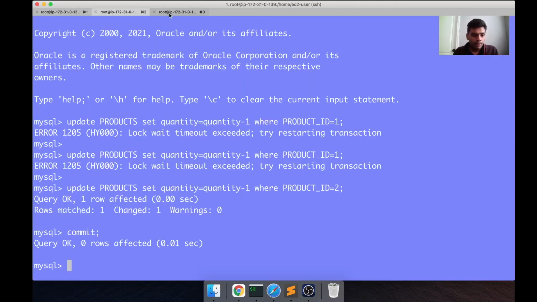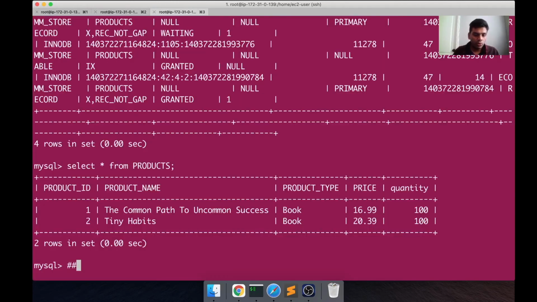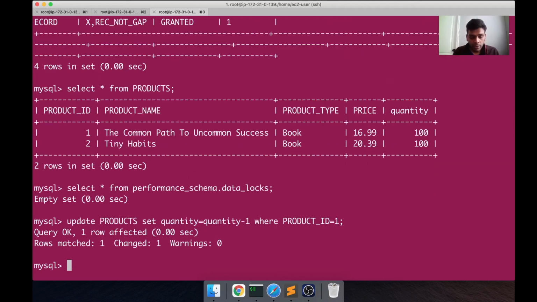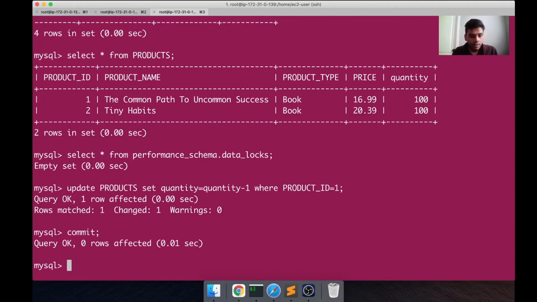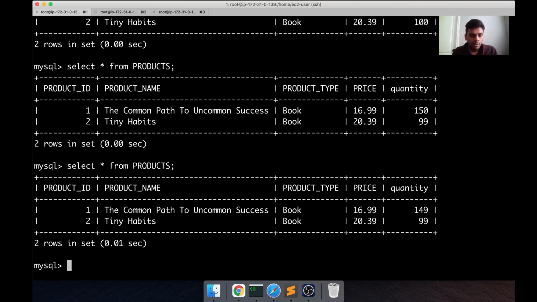Then buyer two, let's say, wants to buy the first book that buyer one wanted to buy. But at this point, there are no locks in this table because everyone has committed. Buyer two tries to buy this book, goes through with the update and commits, and when we look at the data, the data is changing.